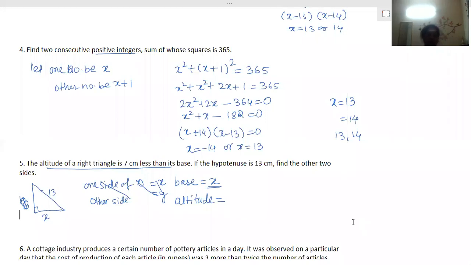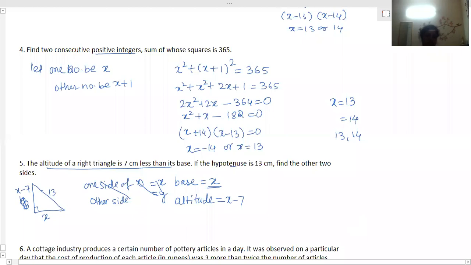What you people are doing then? Yes, Revati? Ma'am, y is equal to x minus 7. Base minus 7, altitude is 7 less than base. So this value will come x minus 7.